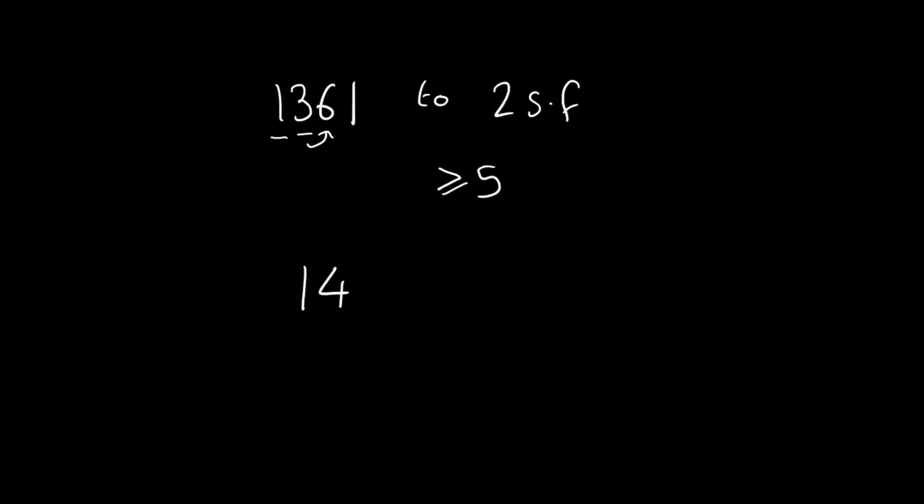Sometimes in a question or in a problem, you have to round your answer to a specific number of significant figures. So for example, you might have to round 1361 to 2SF, which is short for significant figures. The first SF is 1 and the second is 3. So we have to round up 3 in this case. We have to look at the next number, which is 6, and if that number is greater than or equal to 5, we round up. So it will be 1400.